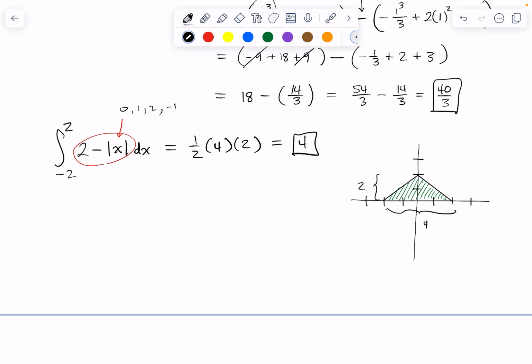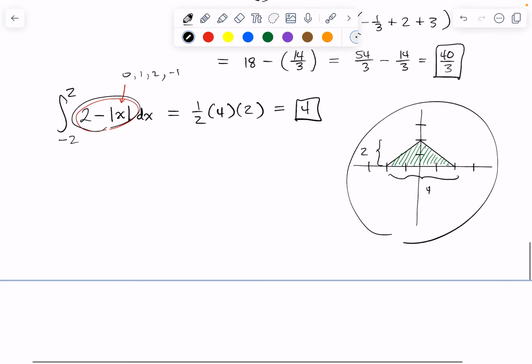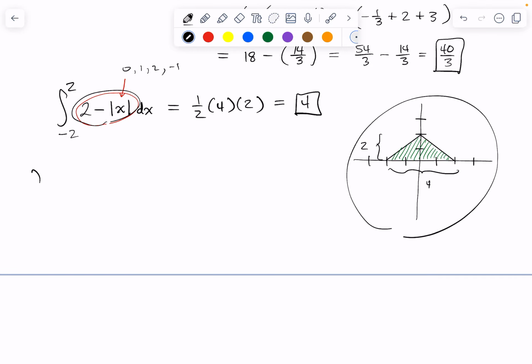So this one, it's so much easier to just think about the graph. I don't know if I have enough brain power left in me to actually show you guys what the antiderivative of that is. That's maybe for another time. But let's move on to one more challenge question.